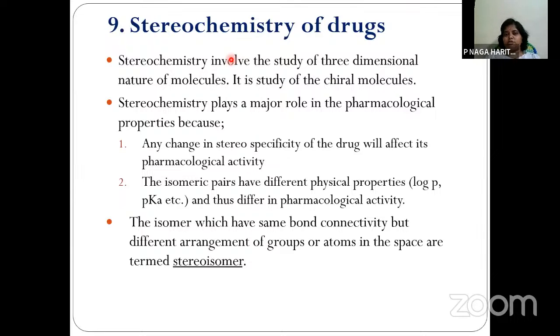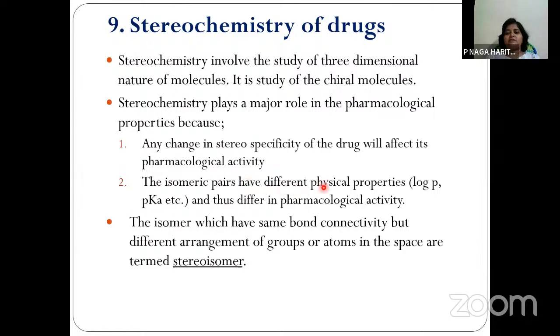Next one is the stereochemistry of the drugs. It involves a study of three-dimensional nature of the molecules, and it is a study of chiral molecules. We are not going in depth about the stereochemistry here. We are just going to see how the stereochemistry of the drug is going to affect the action of the drug. Okay, it plays a major role in the pharmacological properties because any change in stereospecificity of the drug will affect its pharmacological activity, obviously. If it is levo-rotated or dextro-rotated, because of the change in the stereospecificity of these drugs, there will be change in the pharmacological action. That is why we are very much particular about the stereochemistry of the drug.